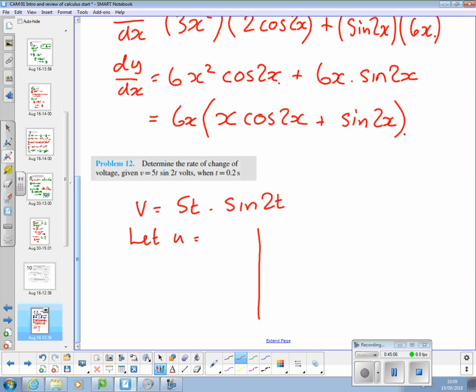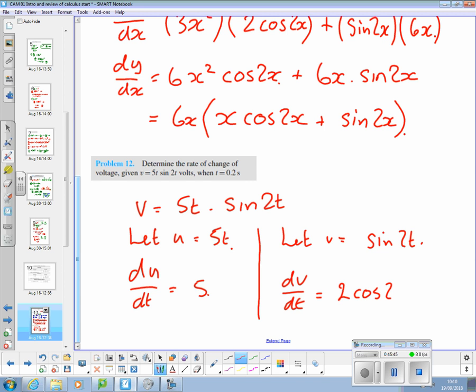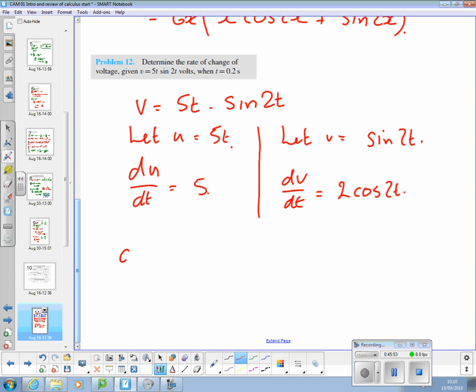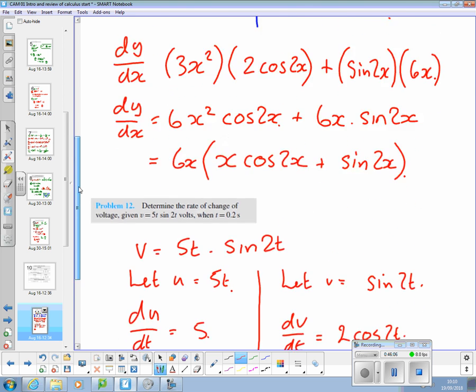u equal 5t. v equal sine 2t. du by dt is equal to 5. dv by dt, it's a bit unfortunate we got V twice here, but never mind, 2 cos 2t. So now we can put that in the formula. The slope, the rate of change, dV by dt, rate of change of voltage with time is equal to, and then put those in the formula.